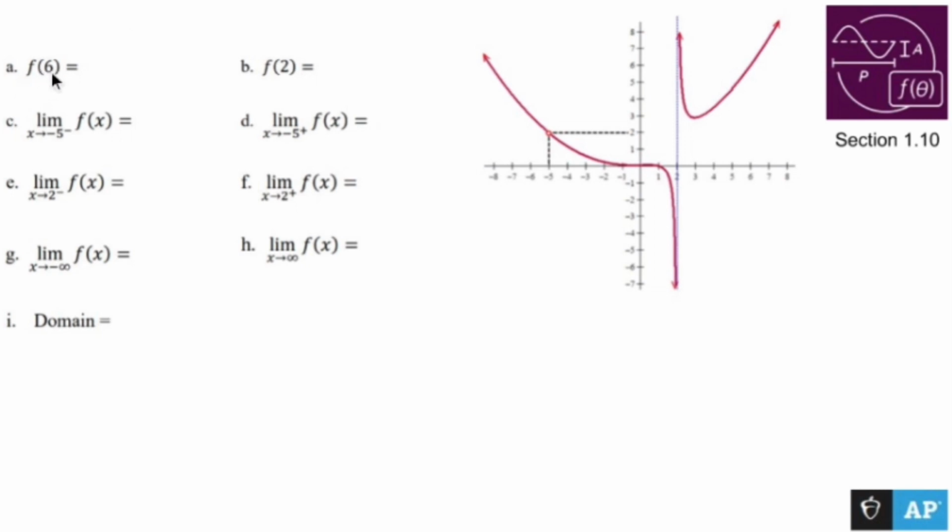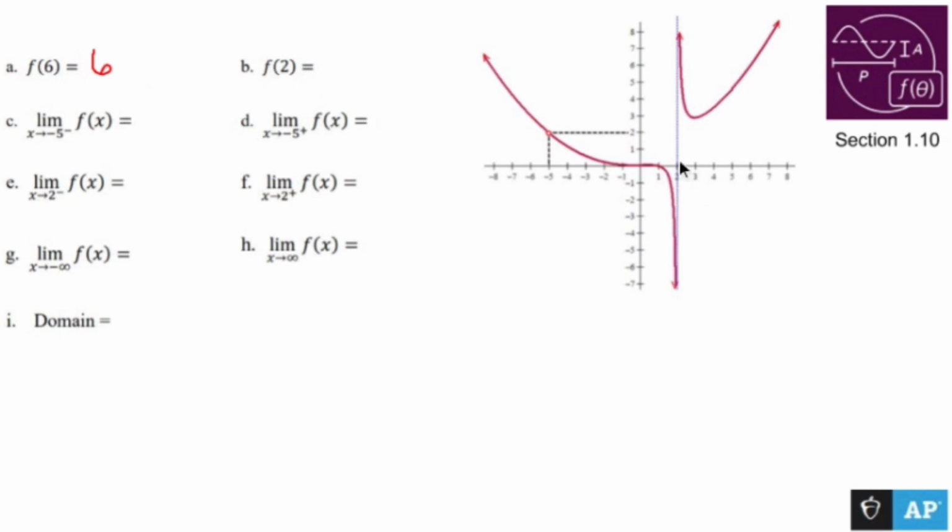F of 6. F of 6 means if I were to plug in 6, what value would I get? It looks like if I plug in 6, it kind of hits my graph here at around 6. So I'll say it's 6. I don't know, maybe it's 5. If you have better eyes, you can answer it better. But f of 6 means plug in 6, and what do you get? Well, if I plug in 6, it looks like I get 6, maybe 5, but I'm going to say 6. I already wrote it down.